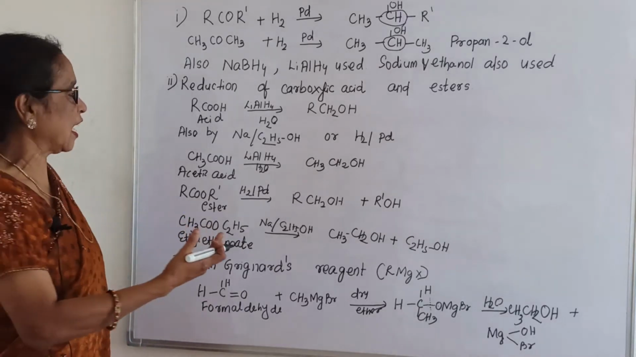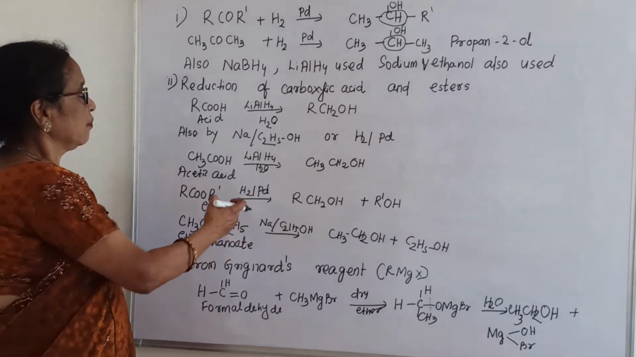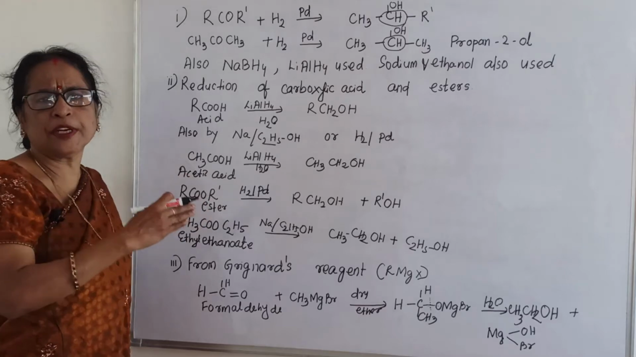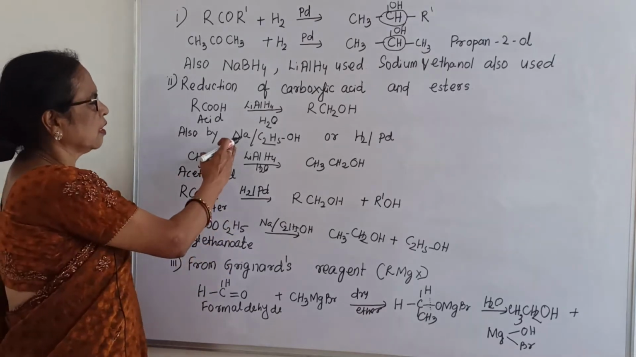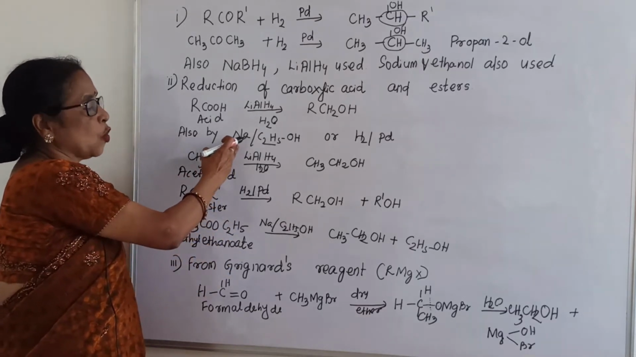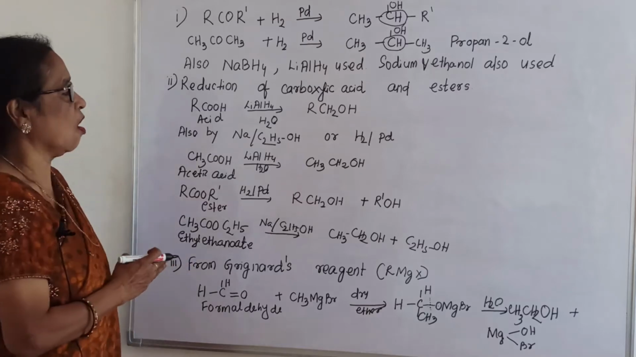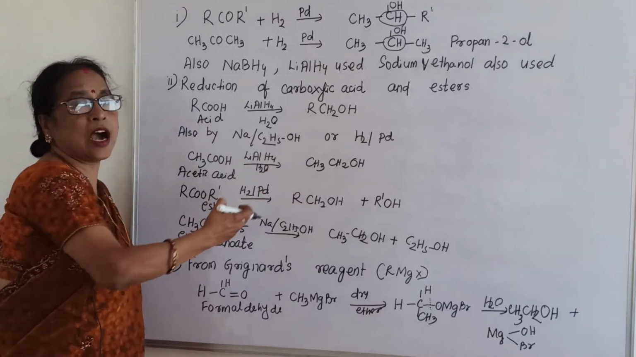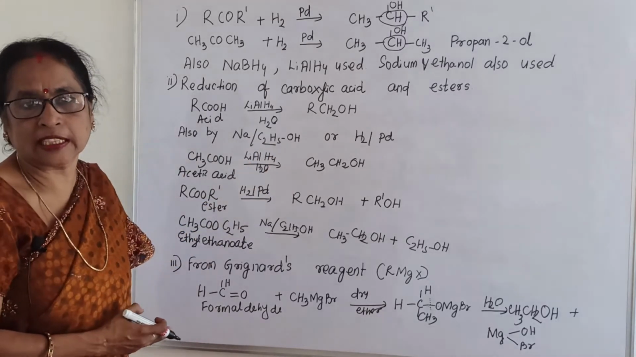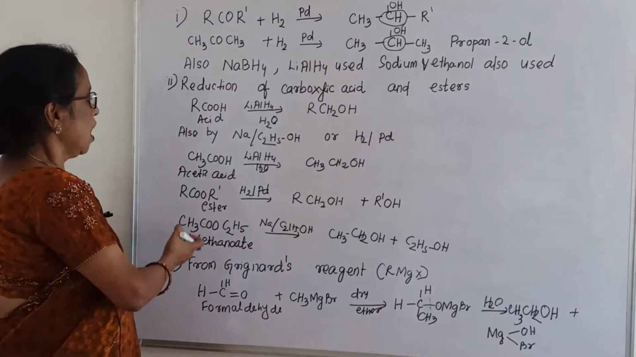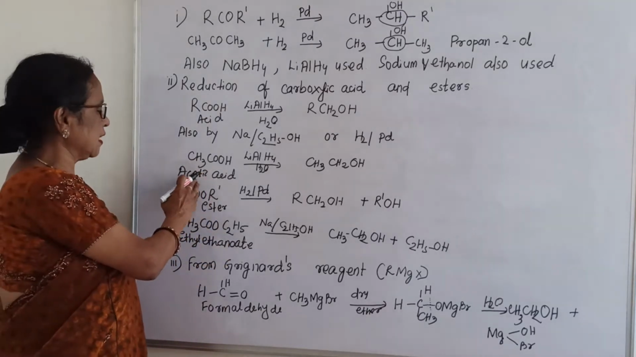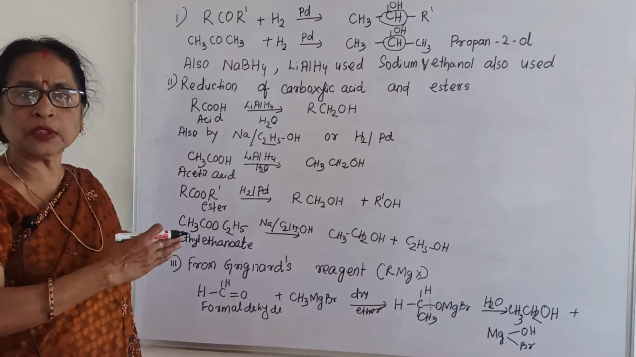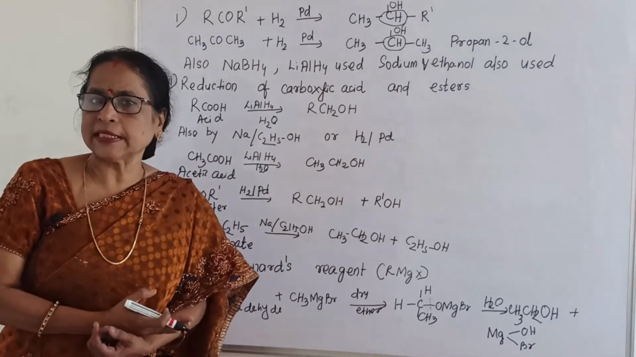Suppose you take one example, it will be clear. Instead of lithium aluminum hydride, one may take sodium and ethyl alcohol, or you can take hydrogen and palladium as catalyst. The product remains the same. Now example of acid, this is called acetic acid. You know the formula. What is the formula of acetic acid?